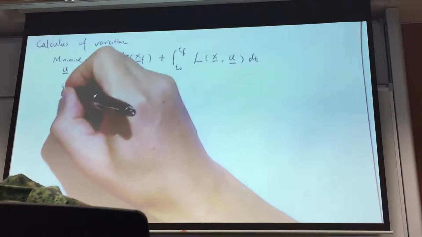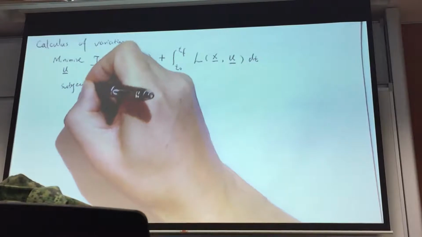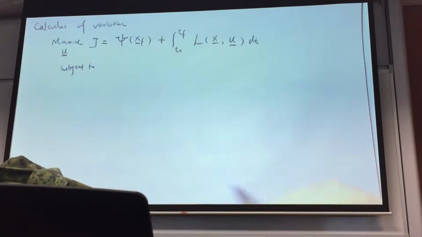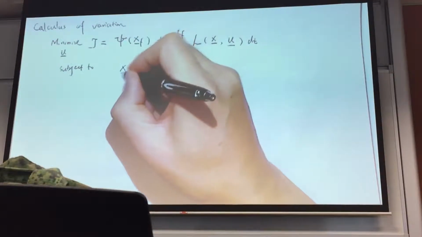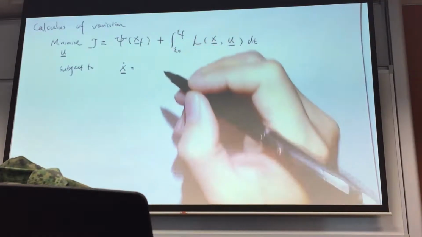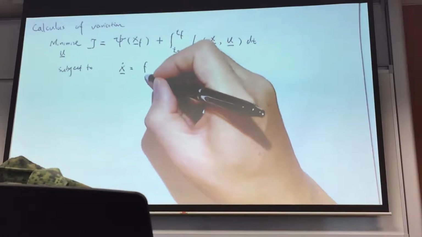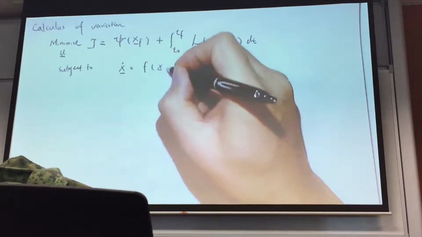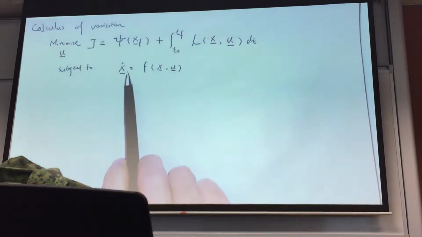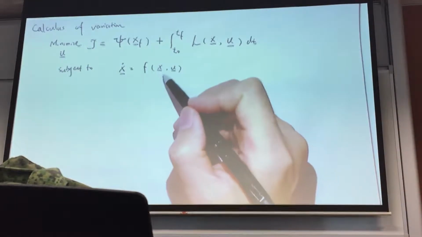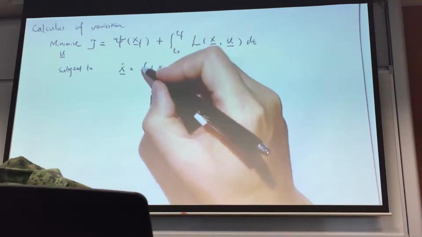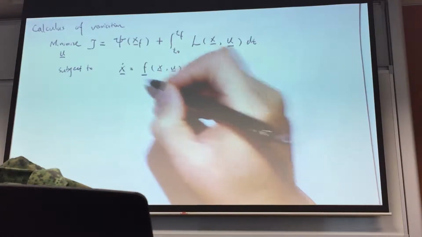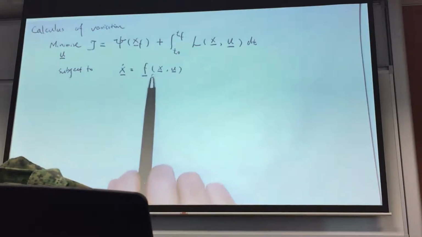The optimization is subject to the dynamics of your system. The dynamics of your system is given by a set of differential equations. The differential equation also depends on the state vector and the control input, and there could be multiple functions, so we use the vector notation here.